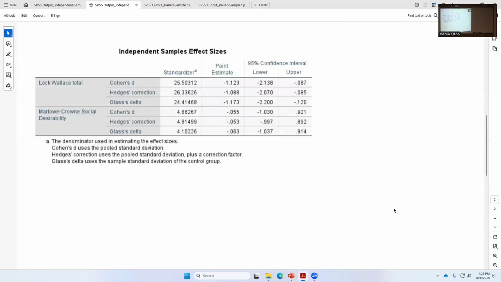Charlie, what's the low bound for my effect size, for the Locke-Wallace? Negative 2.07, yep, you're exactly right. What's the upper bound? Negative 0.08. That's 8 or 9 hundredths of a standard deviation, so anything that's meaningful or interesting, no. All the way up to over a 2 standard deviation change, right?